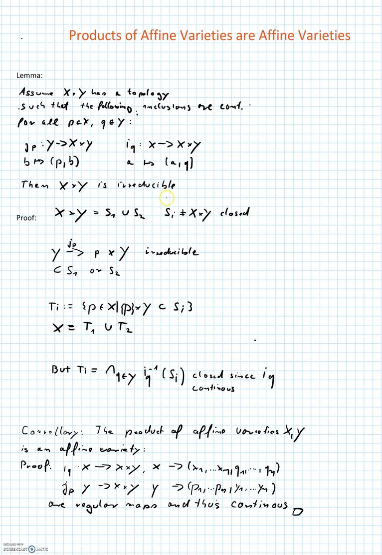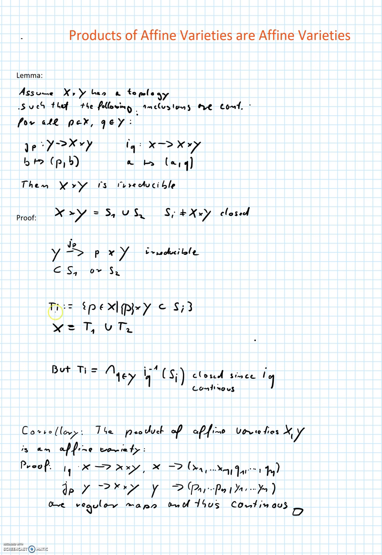This is going to be a proof by contradiction. So assume that we can write X cross Y as S1 union S2, where the S_i are both unequal to X cross Y and are both closed. Then for every p, the image of Y under j_p, which is p cross Y, has to be irreducible because j_p is continuous and Y is irreducible. So p cross Y has to lie in S1 or in S2.